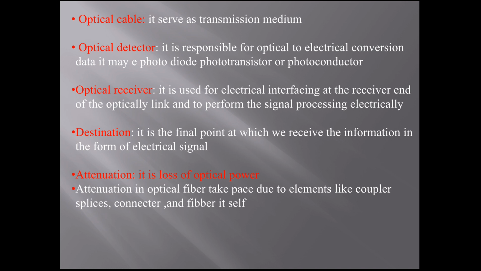Attenuation is the loss of optical power. In the optical fiber it takes place due to elements like couplers, splices, connectors and the fiber itself.